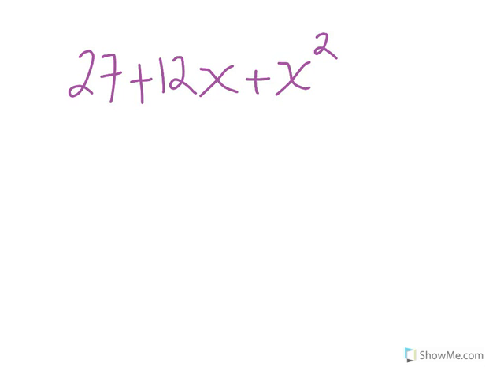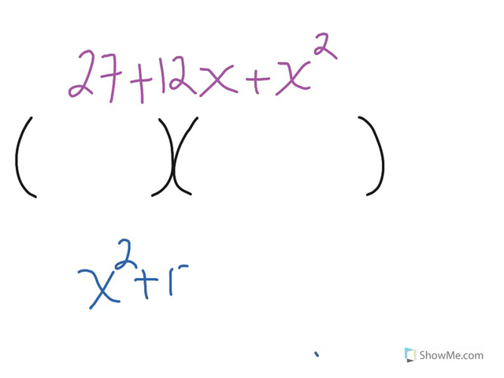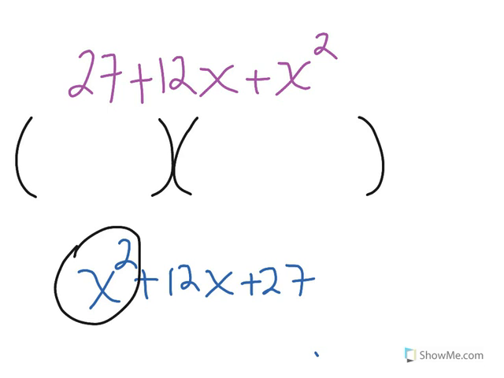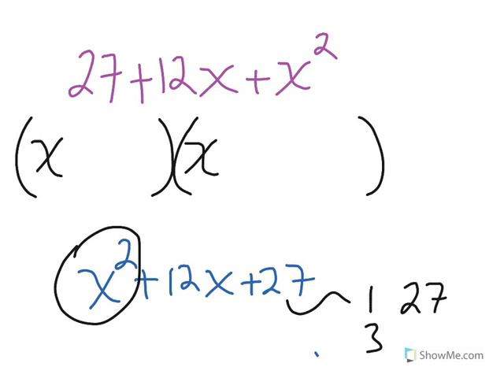Alright, on this one, the easiest thing to do is, first things first, set up 2 parentheses. If you want to rewrite this problem so it's what we're used to seeing, x² + 12x + 27. All I did was rewrite it in the order that I'm used to seeing. So how do I get x squared? Well, that's once again x times x. How do I get 27? 1 and 27, 3 and 9.